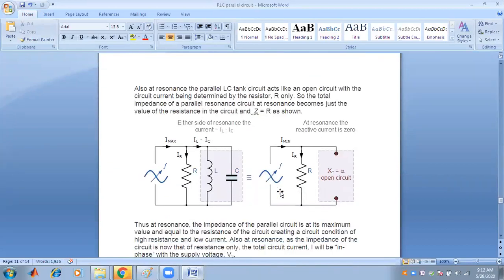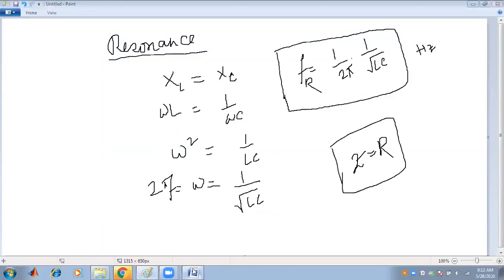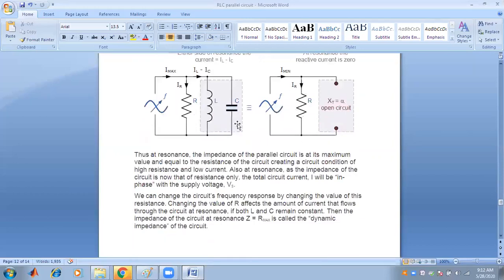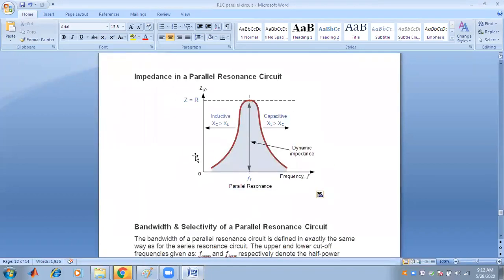At resonance, XL and XC cancel out, so there is no net reactance in the circuit. So the impedance of the circuit at the resonant condition is purely resistive. The circuit will behave as a purely resistive one during the condition of resonance. Both XL and XC are omitted, so only R is there in the circuit. So this is the resonant point.